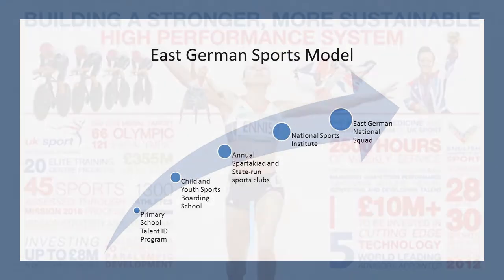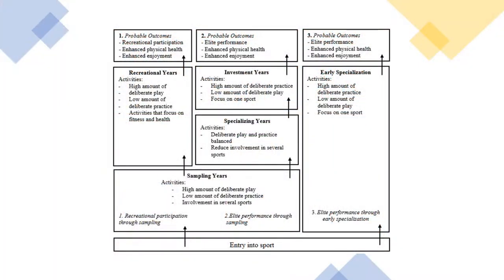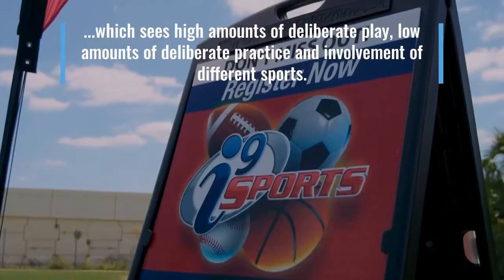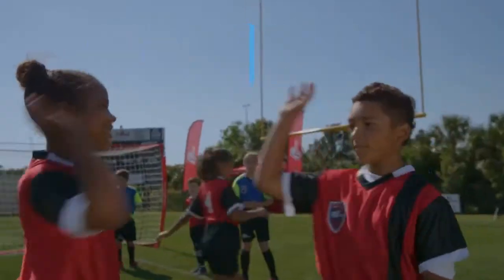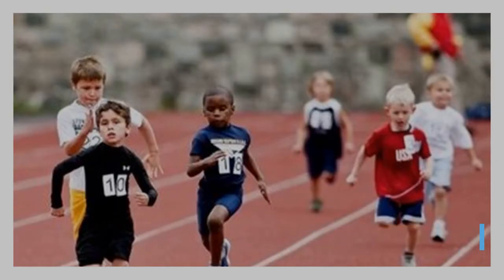Most talent models focus on implying motor performances and competitive success as the main selection criteria, according to Gullich and Emrich in 2006. Cote's 1999 model of sport participation sees ages of 6 to 12 years as sampling years, which sees high amounts of deliberate play, low amounts of deliberate practice and involvement in different sports. Elite performance can occur through sampling, specialisation and investment years.